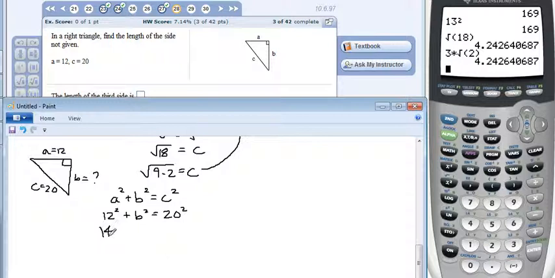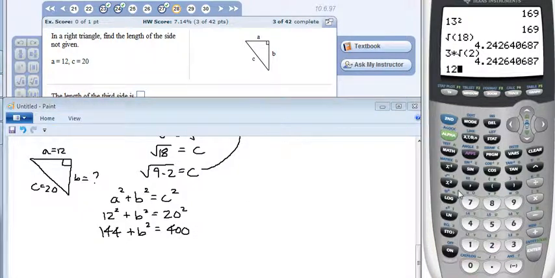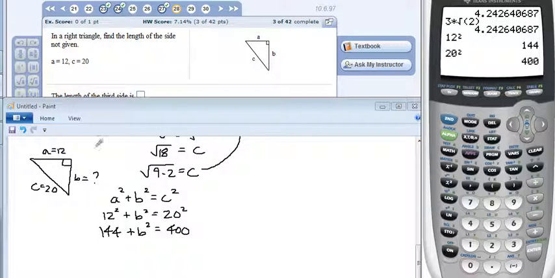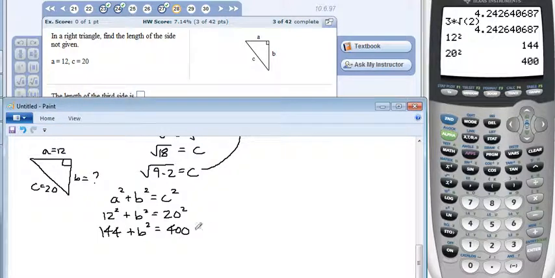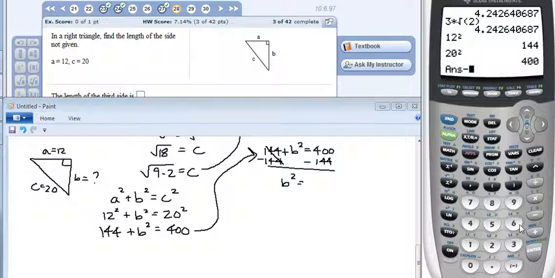12 squared is 144, and 20 squared is 400. So what I'm doing over here is I'm squaring 12 and I'm squaring 20. Now I'm solving for B. So I would go up here. I've got 144 plus B squared equals 400. So I'm going to subtract my 144 across. I'm isolating B. So 400 minus 144 is 256.